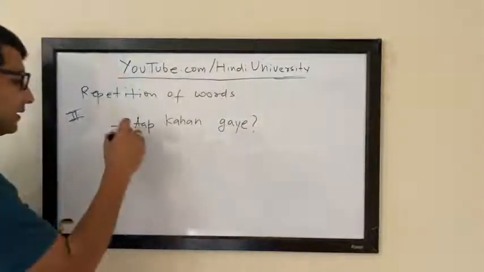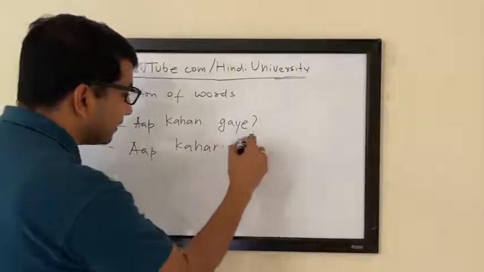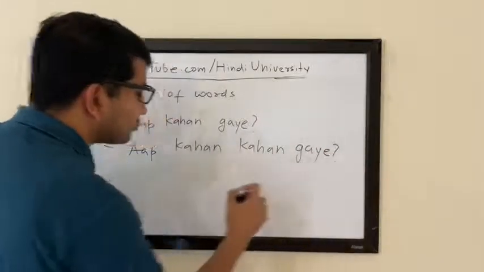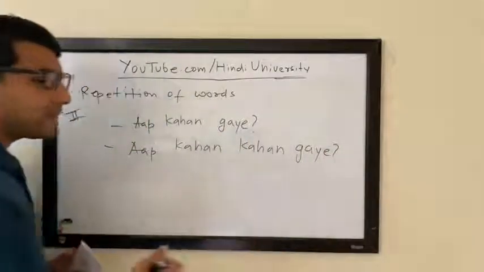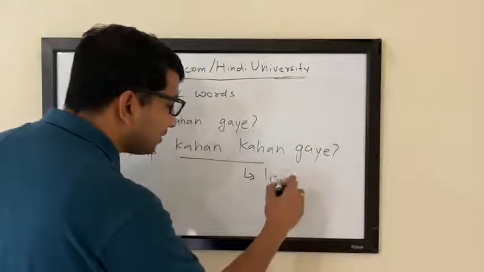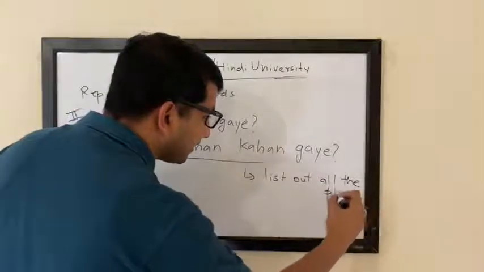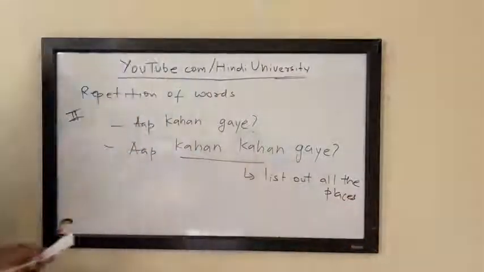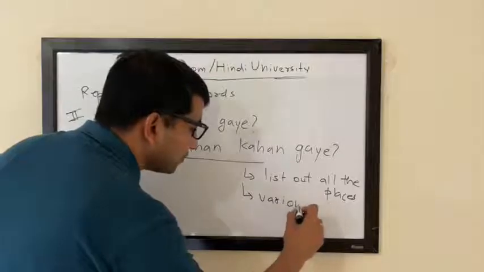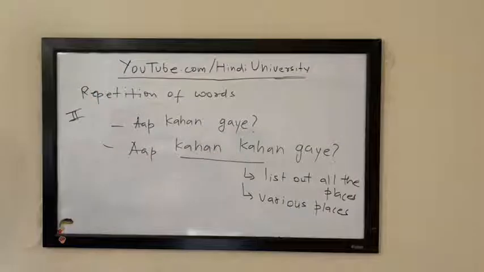But if I got really excited, I'd say, "Aap kahan kahan gaye?" In the first one, I'm simply asking, "Aap kahan gaye? Where did you go?" In this one, my emphasis is to list out all the places. "Kahan kahan gaye?" Okay, various places. Tell me all the various places you went to.